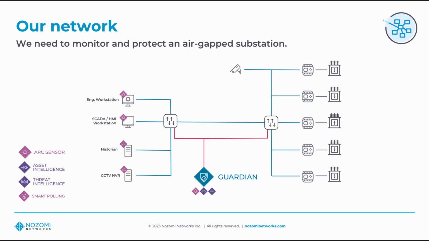We can take this information and use the Guardian's built-in reporting function to produce NERC CIP compliance reporting, which can save time and money for your business. Let's take a closer look.